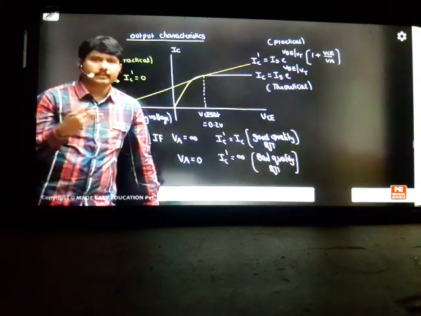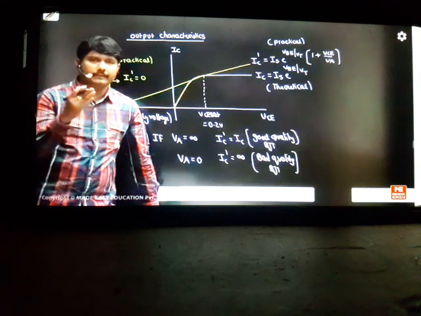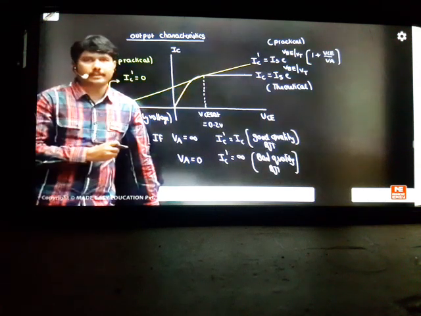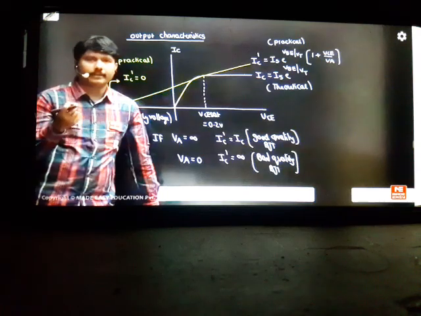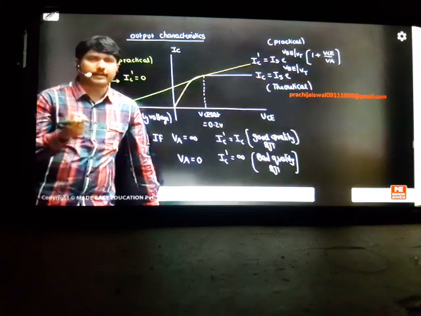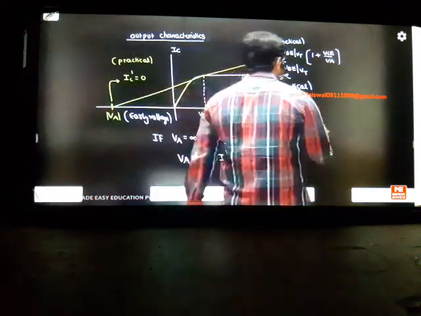In VLSI, we don't know which transistor is good or bad. That's why the manufacturer has to give the VA for every device. If VA is more, you can say it's a good device. If VA is less, it's a bad device. So practically, sir, how much should VA be? You said infinite, but that cannot happen. Theoretically it is infinite, but practically, for a good transistor, how much?